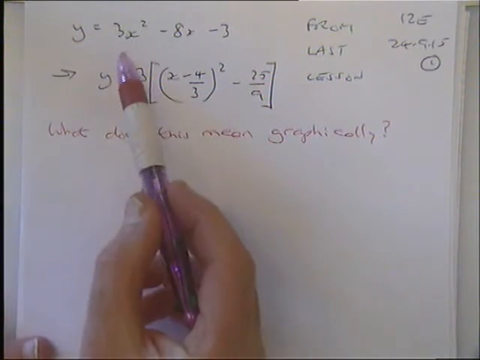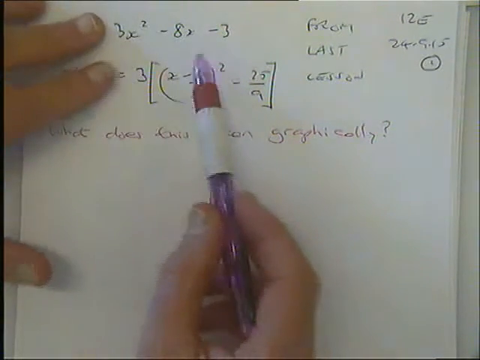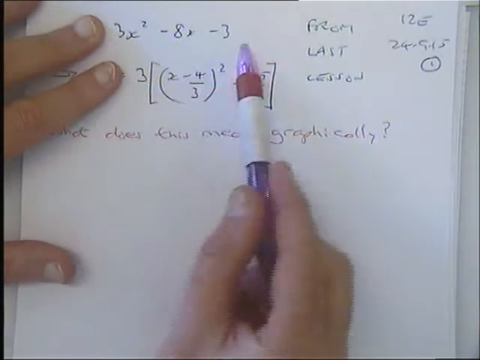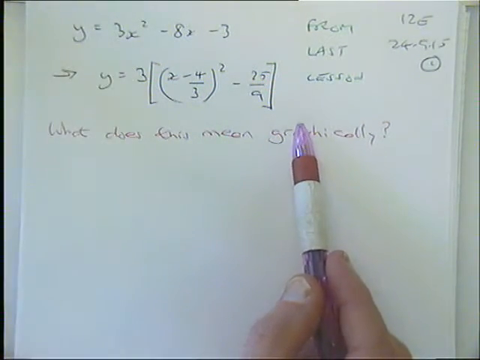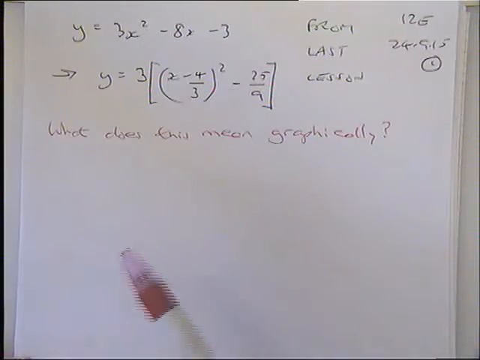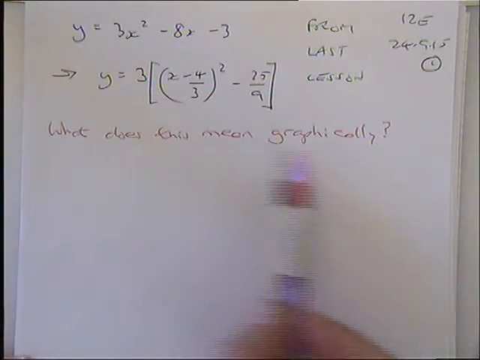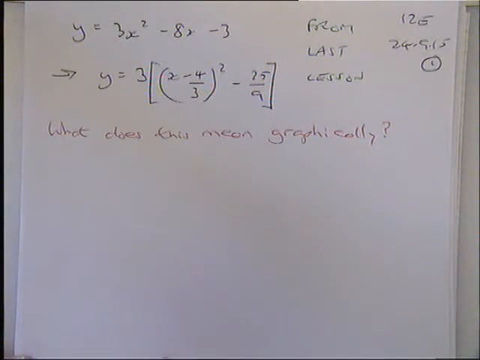Last lesson, we were working on completing the square on this thing over here, and we managed to rewrite this like that. That's as far as we got last lesson. What I want to do now is I'll do another couple of examples of these, but I want to ask now, what does this mean graphically?